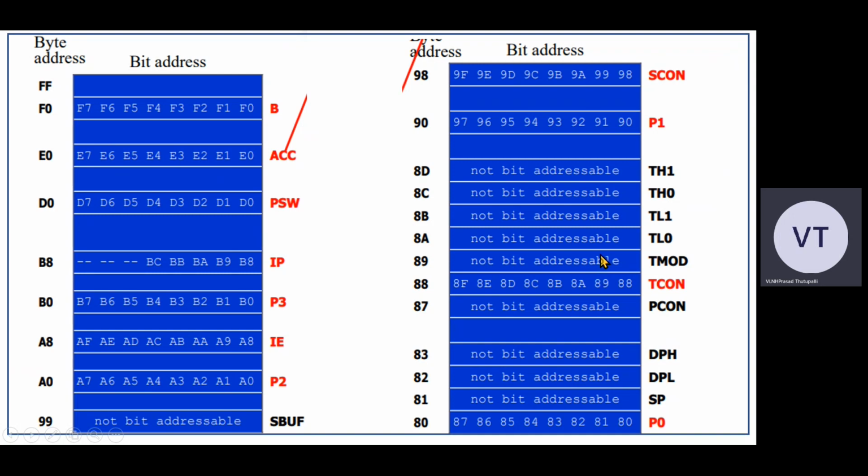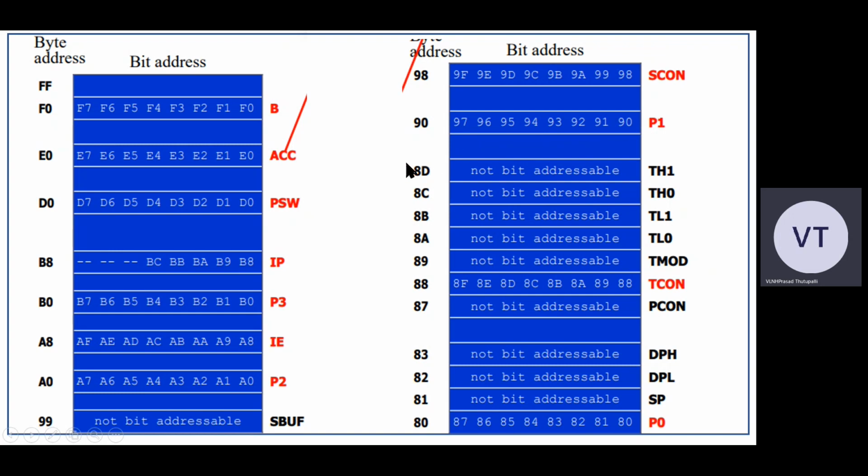A few are not bit addressable, a few are bit addressable. Whichever is bit addressable is given with bit addresses. This is 90. 90 is P1.0. 91 is P1.1. 92 is the address of P1.2. 93 is the address of P1.3, and so on up to P1.7. P1 is a bit addressable register, that's why each bit address is given here.